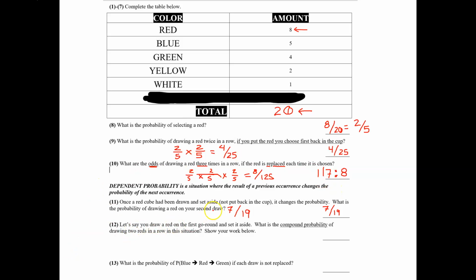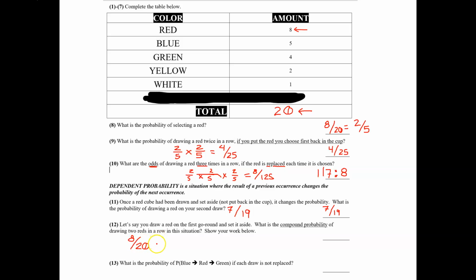Let's say you draw a red on the first go-round and set it aside, so without replacement. What is the compound probability, that's another term for complex probability, of drawing 2 reds in a row in this situation? So what we're doing here is we know that at the beginning we have 20 total marbles in the cup. And we know that 8 of them are red.